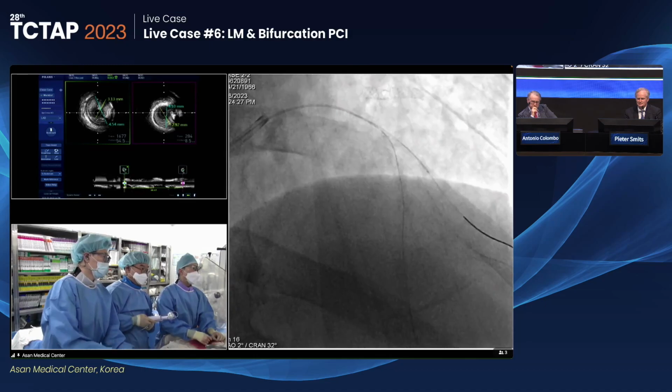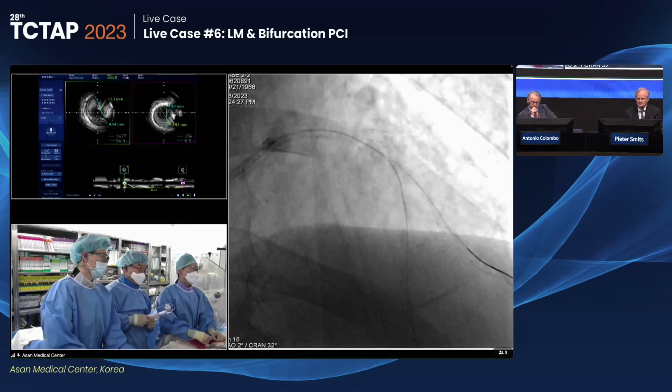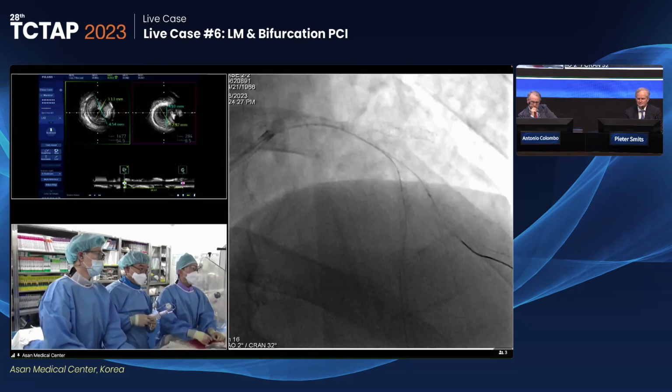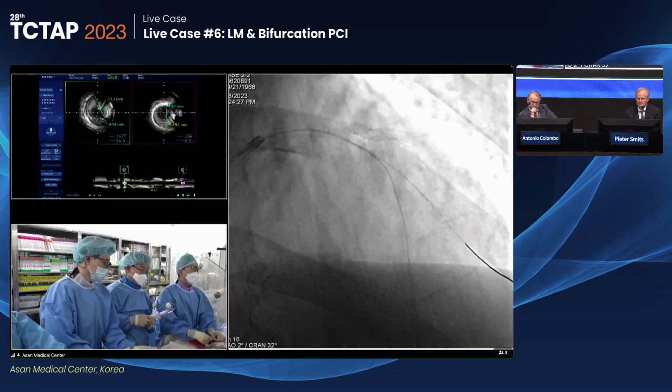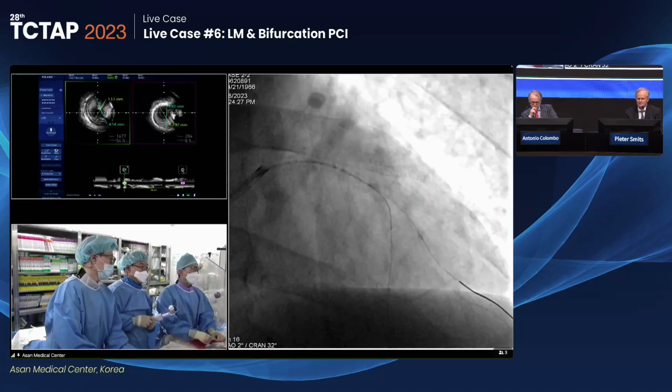Gently insert the long stent. So this is the long stent. What is the stent length? 38? 38? Yeah. 48? 48. 48 to cover the whole long region with one stent.